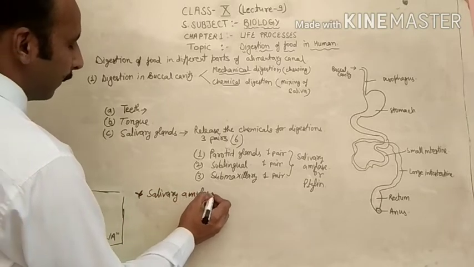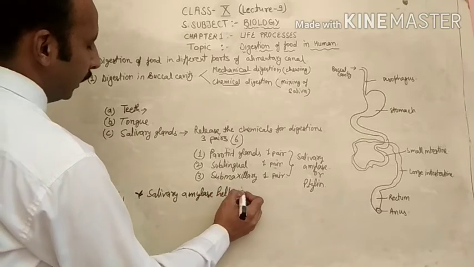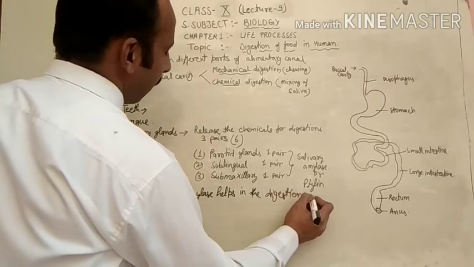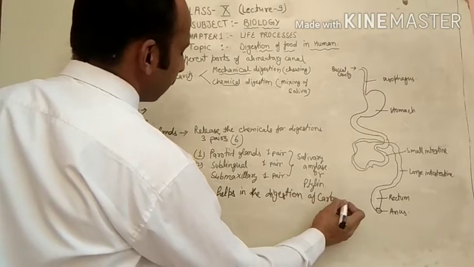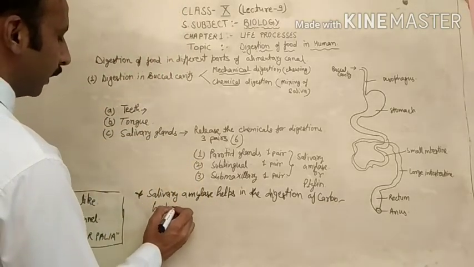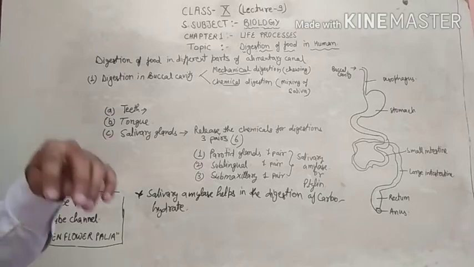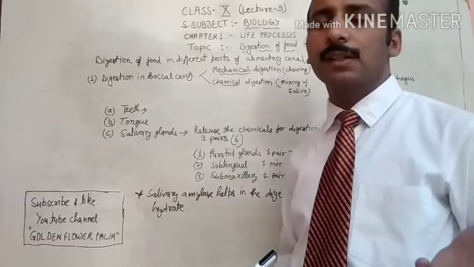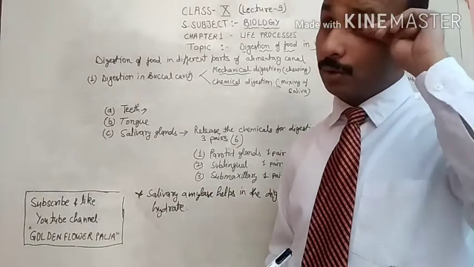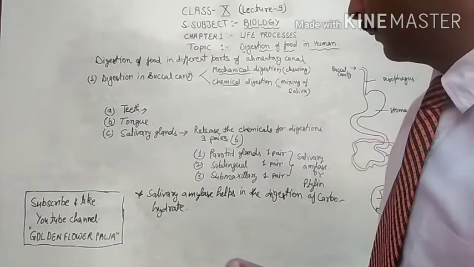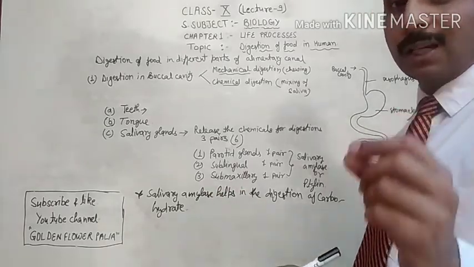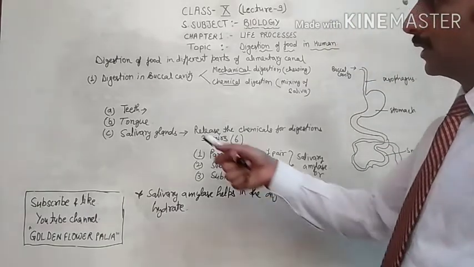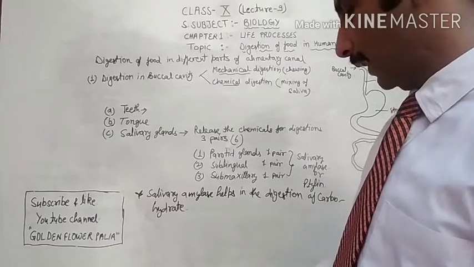Now salivary amylase helps in the digestion of carbohydrate. As you know very well, when we eat the food, then in our food different food components like protein, fat, minerals, vitamins, and carbohydrates are present. So out of them, the digestion of the food starts from the buccal cavity, and the digestion of carbohydrate starts from the buccal cavity. Okay. So this is the digestion in buccal cavity.